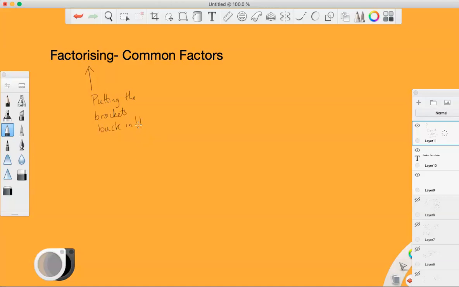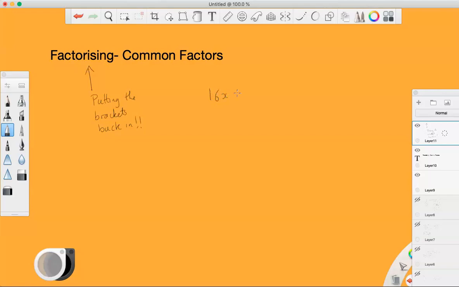Last couple of lessons we've been expanding brackets and removing brackets. Now we're doing the complete opposite. We're putting brackets back in. So today we're going to be doing it with common factors. This means we're going to be looking at our expression. So let's get our expression.